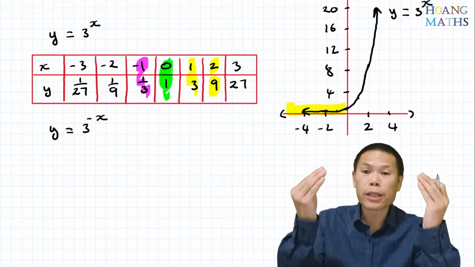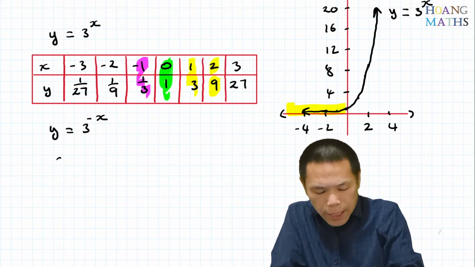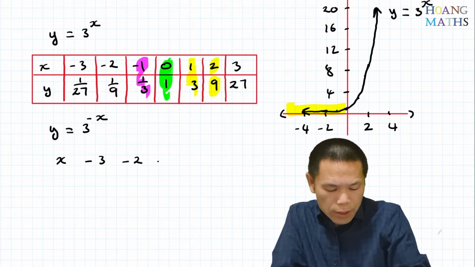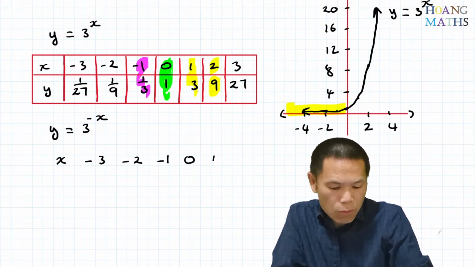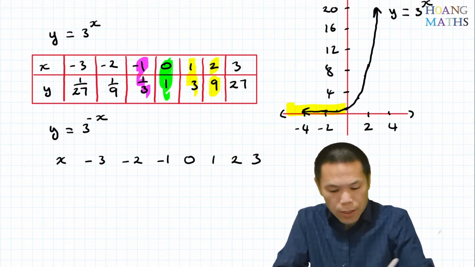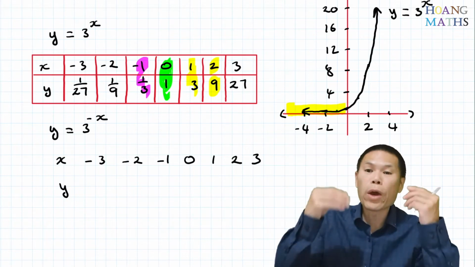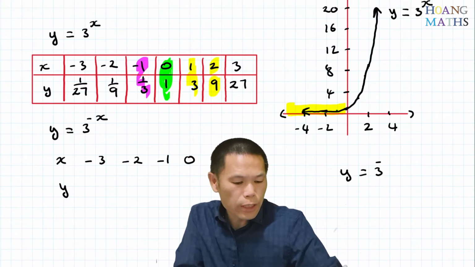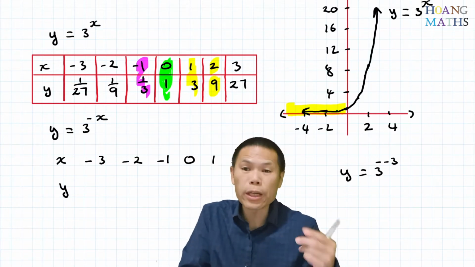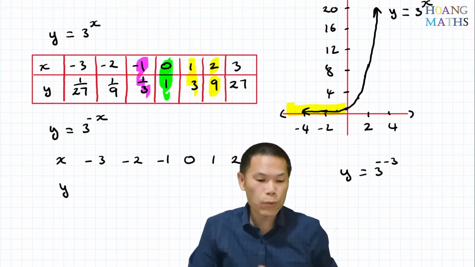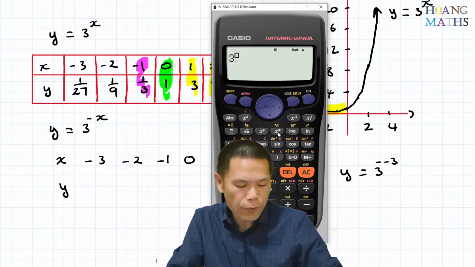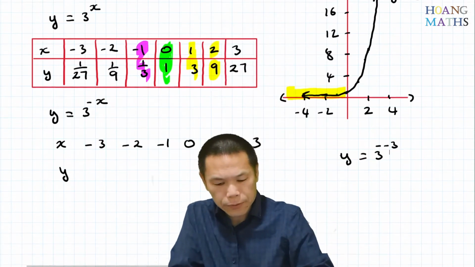So let's start plotting a few points. Let's say for x, we're starting from the same numbers: negative 3, negative 2, negative 1, 0, 1, 2, and 3. And this is the y value. So when x is equal to negative 3, y is equal to 3 to the negative 3, so negative 3 becomes positive. Otherwise, we can just put that in a calculator. So it's 3 to the power of negative 3. So 27. There you go.